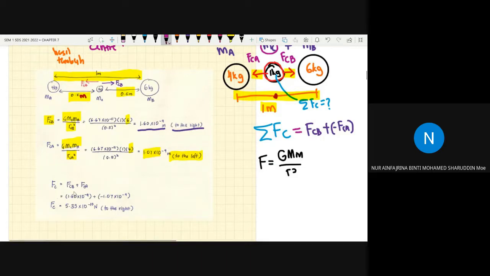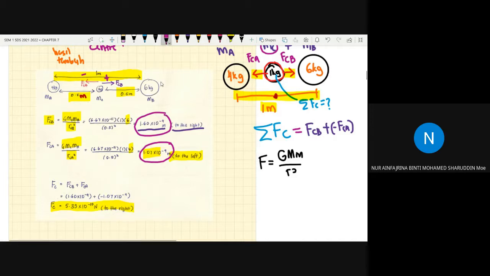So awak tahu FCB dia ke kanan. Nampak tak arrow dia? Arrow dia ke kanan. And FCA arrow dia ke kiri. Jadi FCB awak adalah positif. Ambil value ni. Tolak dengan value ini sebab awak punya FCA adalah negatif. Lepas dah tolak, awak akan dapat satu jawapan iaitu 5.33 times 10 to power of negative 10 Newton. And direction dia adalah to the right.